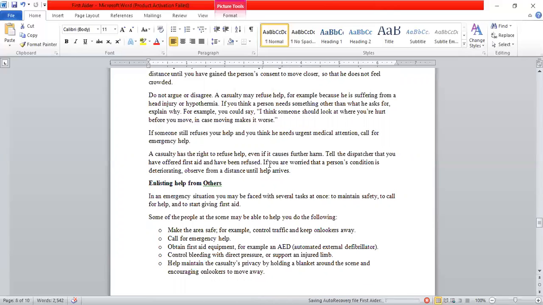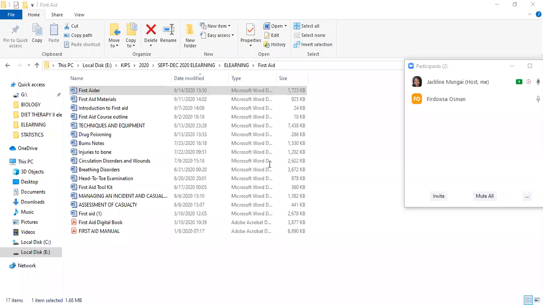Unconscious means that they are not themselves, or they are acting like someone who is dead, but they may still be breathing. So how do you act in that situation?